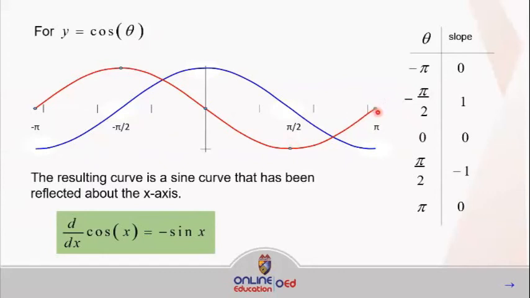So, the resulting curve is a sine curve that has been reflected about the x-axis. Itong graph na to, ito yung pinapakita natin, based dito sa theta, tsaka yung slope na given natin. Therefore, for the derivative or the d over dx cosine x, we have the negative sine x. So, tatandaan niyo yun na ha. Kung ano yung sine x natin, pag derivative ng sine x ang hinahanap, equivalent siya sa cosine x. While for the derivative of cosine x, equivalent siya sa negative sine x.